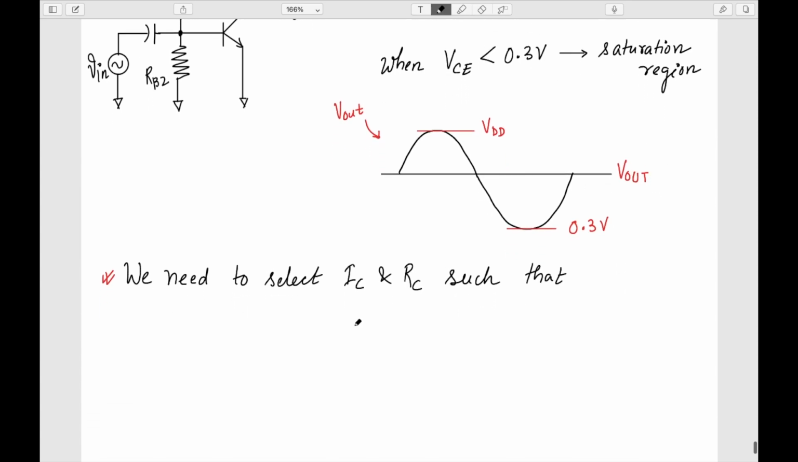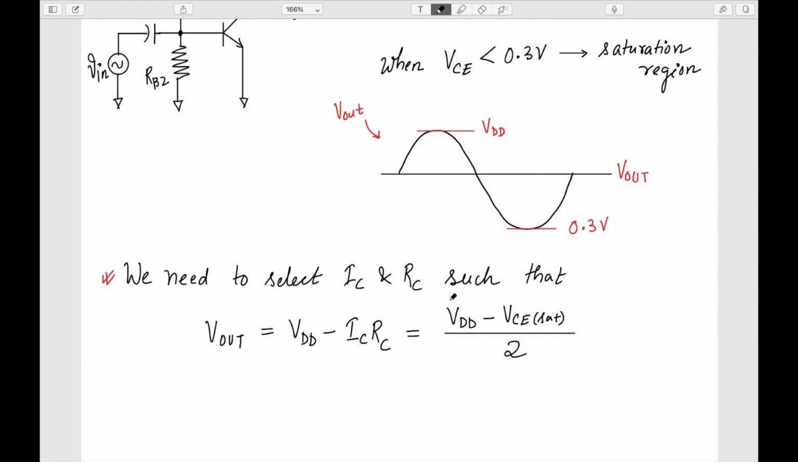my DC value, or the V out, right? V out, which is basically VDD minus ICRC, should be equal to VDD minus VCE set voltage, which is 0.3. Of course, this is the VCE set voltage, okay, which is 0.3 by 2.